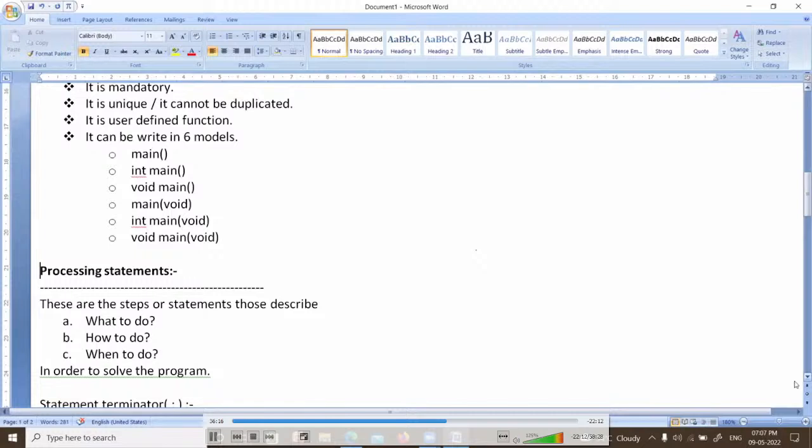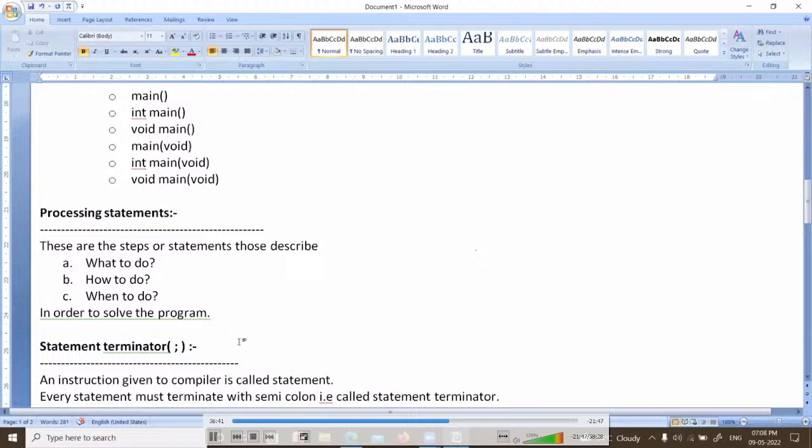In the C programming language, after every statement, you have to put the symbol semicolon. It is called the statement terminator.